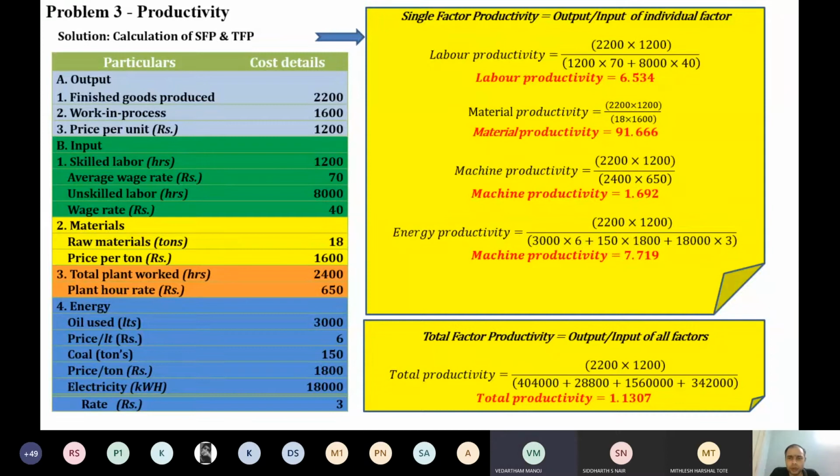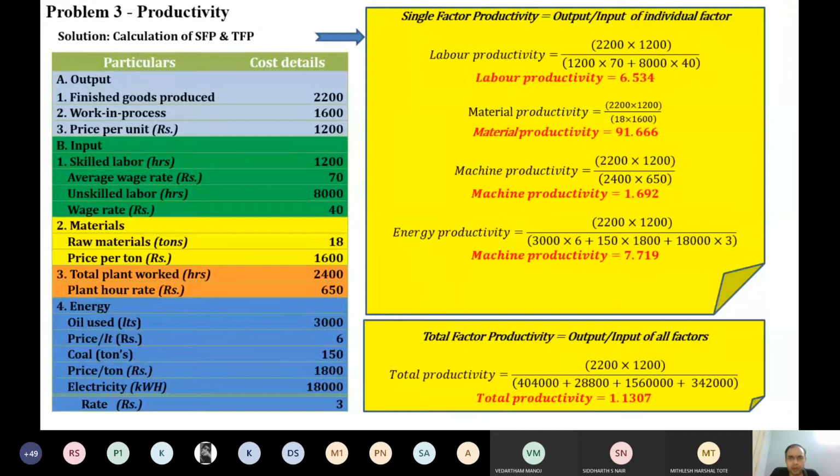Imagine the company has 100 chocolates in work in process. 100 units of chocolates are work in process. So what will be the total output? 400 rupees. How did you get that 400 rupees? Sir, 100 into 4.